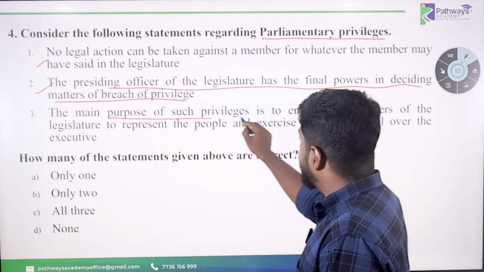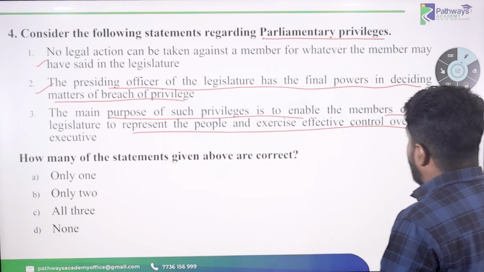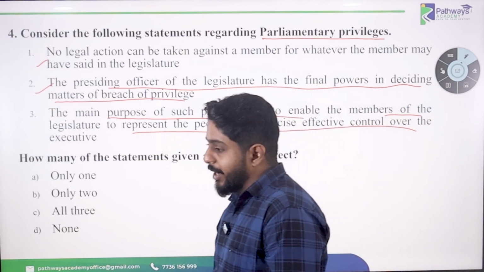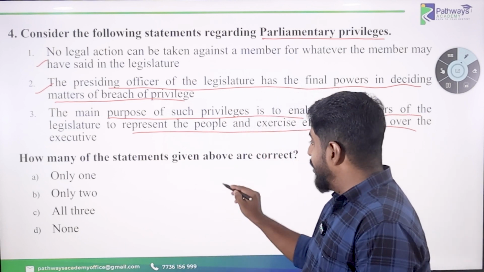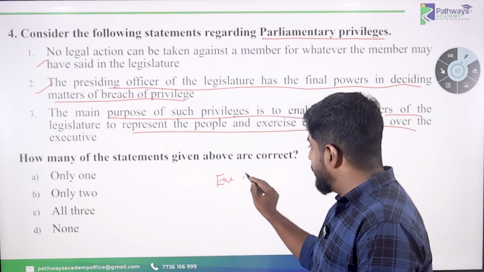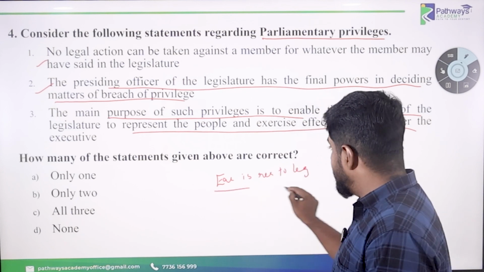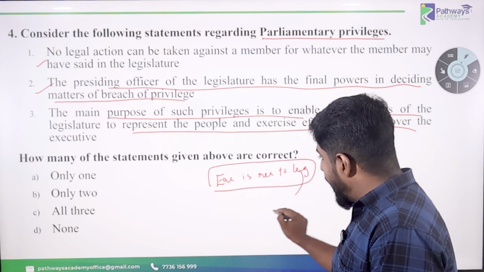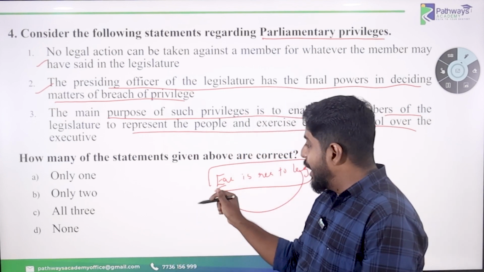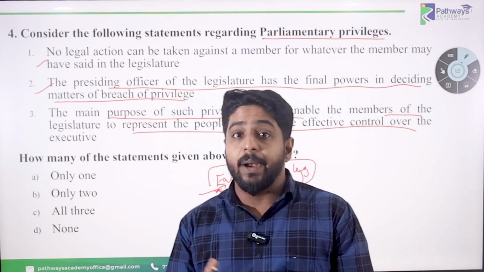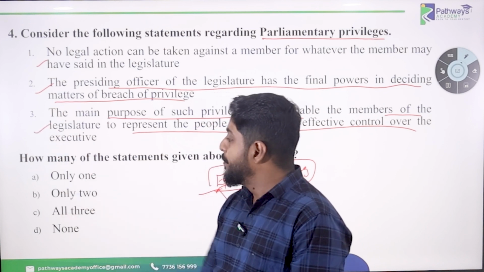The main purpose of such privilege is to enable the members of the legislature to represent the people and exercise effective control over the executive. What is the thumb rule of parliamentary form of government? The thumb rule is that the executive is responsible to the legislature, isn't it? Executive is responsible to the legislature, which means the legislature can question the executive and the legislature should question the executive. This is the idea of parliamentary form of government. This is the bedrock principle of parliamentary form of government. So statement number 3 is also a correct statement.